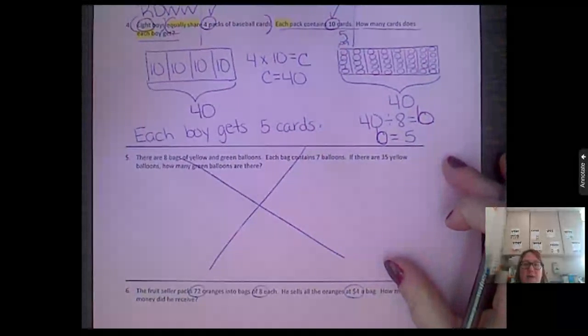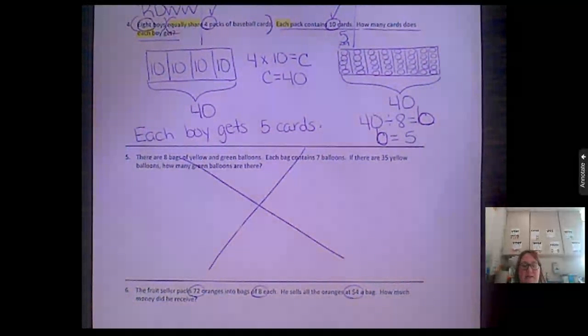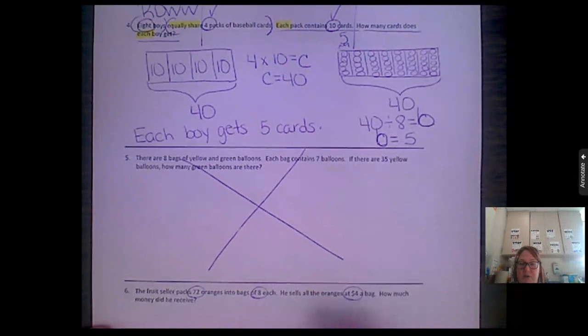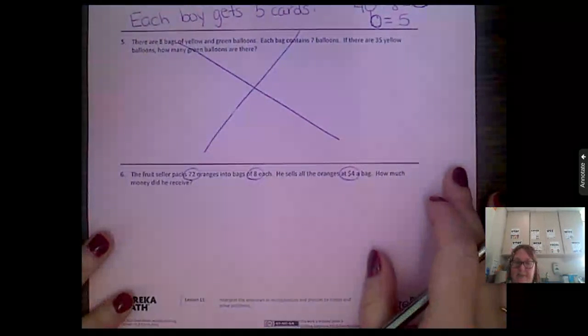So 2-step word problems are kind of a different beast, right? They can definitely be hard, but I think the more we practice them and get our minds used to thinking in that kind of a way, it gets easier and easier. Okay, so we'll just keep practicing. We've got one more to do, and we knew ahead of time that number 6 was a 2-step problem. So let's see how we did.